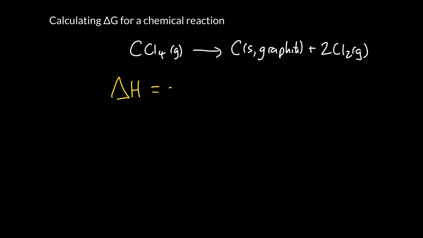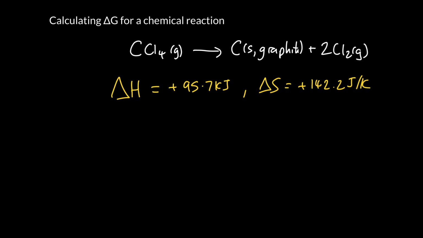So delta H for this reaction is positive 95.7 kilojoules. And delta S for this reaction is positive 142.2 joules per Kelvin. We'll talk about how to calculate that in a later video, but maybe we can discuss a little bit why these things are the way they are.